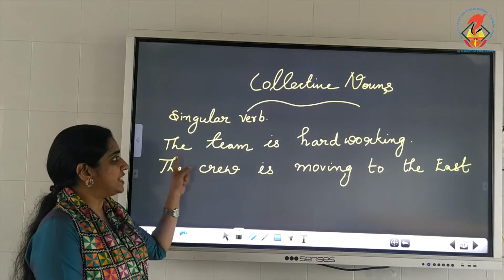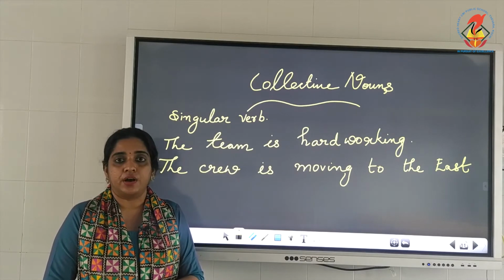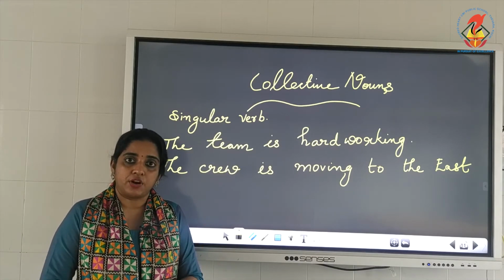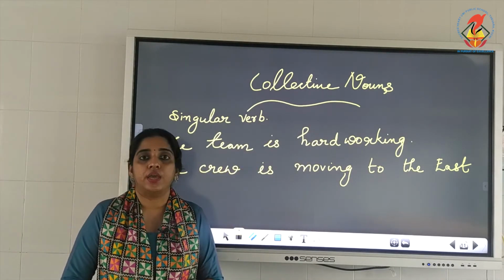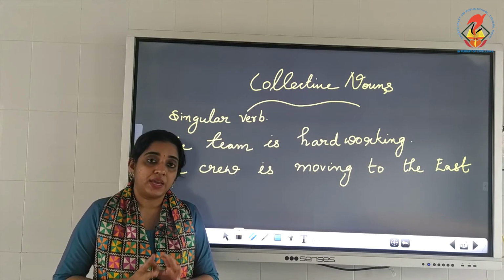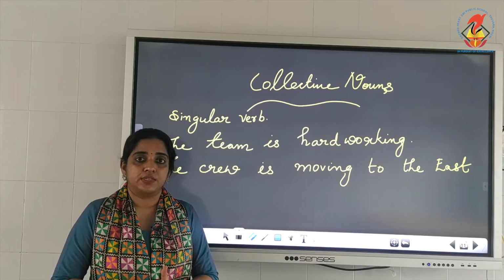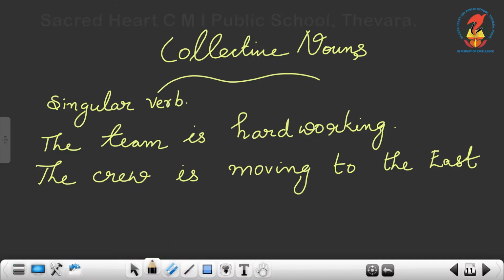Here you see, the team. The team means it's not one person, is it? The team is a collective noun. The team means it consists of lot of players. So here, the team is hard working. That means the whole members. So you speak it as a singular subject. It's a single unit. Then, the crew is moving to the east.